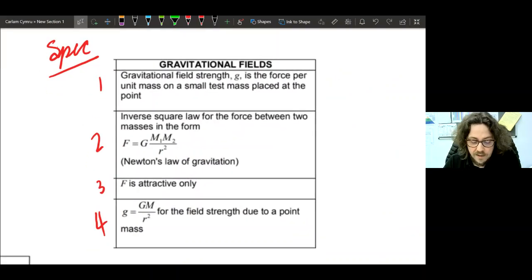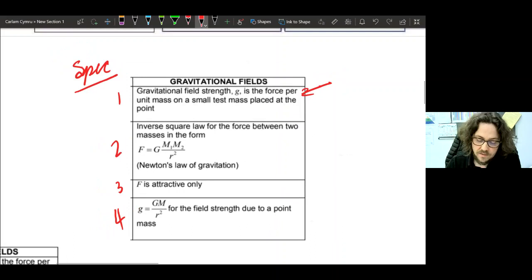we're going to start with gravitational field strength. Okay, this one here, gravitational field strength. g is force per unit mass on a small test mass placed at the point.